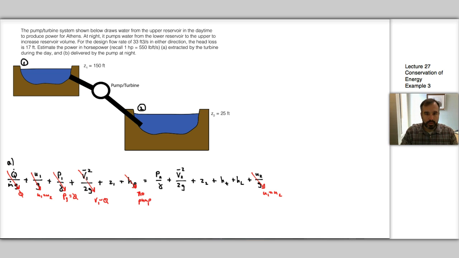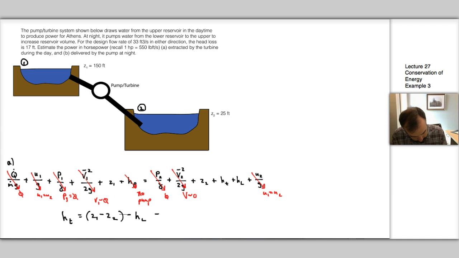Okay. Going down to point 2, the pressure at point 2 is also the free surface. That's a 0 gauge, so this term is 0. We make the assumption again that the reservoir is large relative to the flow rate through the pipe, so V is approximately 0 at point 2. We know Z2, we have a turbine, and we know the head losses. All right, so now we can rearrange that and get an expression for the turbine. So we get H sub T is equal to Z1 minus Z2 minus H sub L.